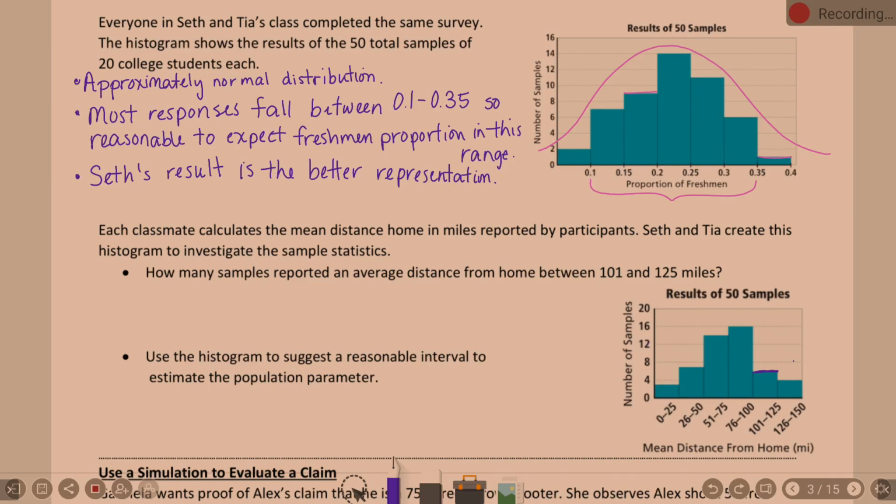Okay. So 6 samples have average distance of 101 to 125 miles.